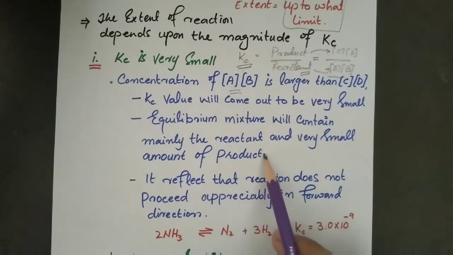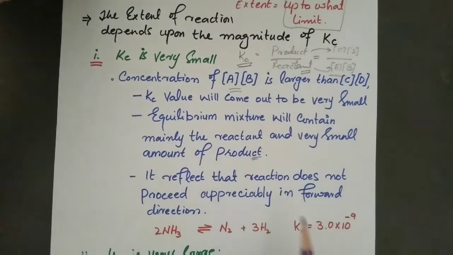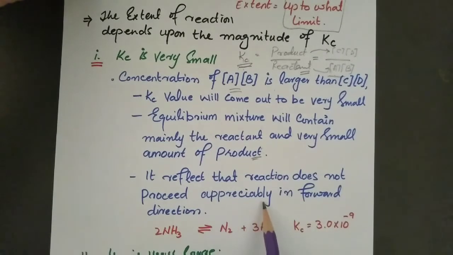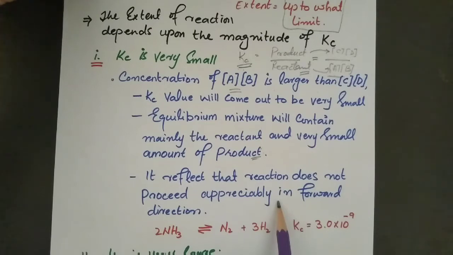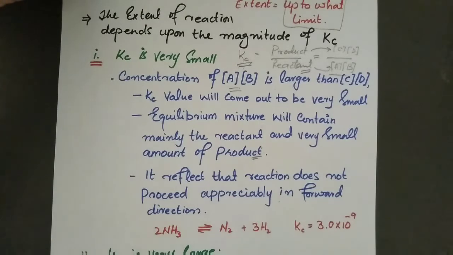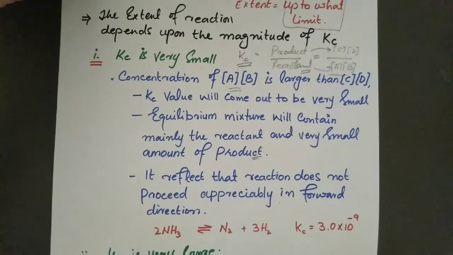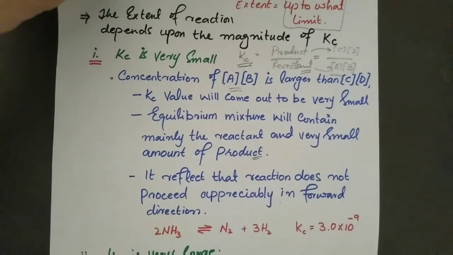If the product amount is very small, it reflects that the reaction does not proceed appreciably in the forward direction. It means a little amount of the reactant is converted into the product, and the reaction has established equilibrium and no more product is forming.